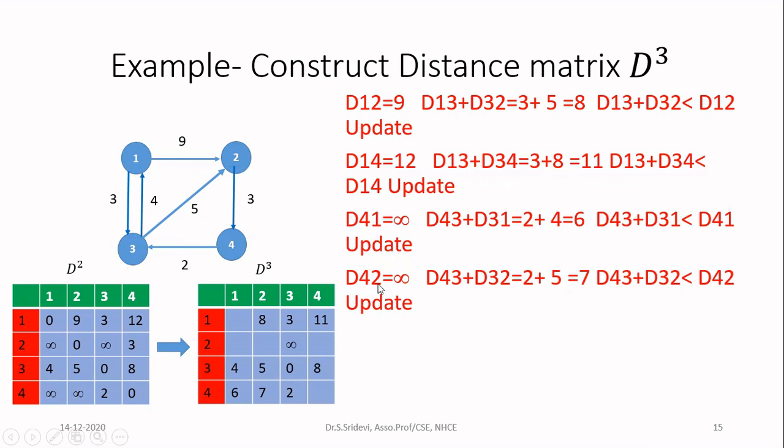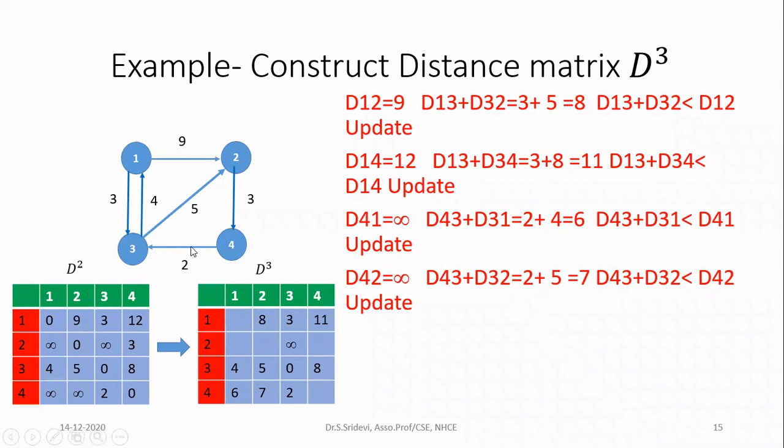Similarly for D42, initially there is no path from the node 4 to the node 2, but now I am going to consider through the node 3. So from 4, first I am reaching the node 3 with a cost of 2. Then from 3, I am reaching node 2 with a cost of 5.